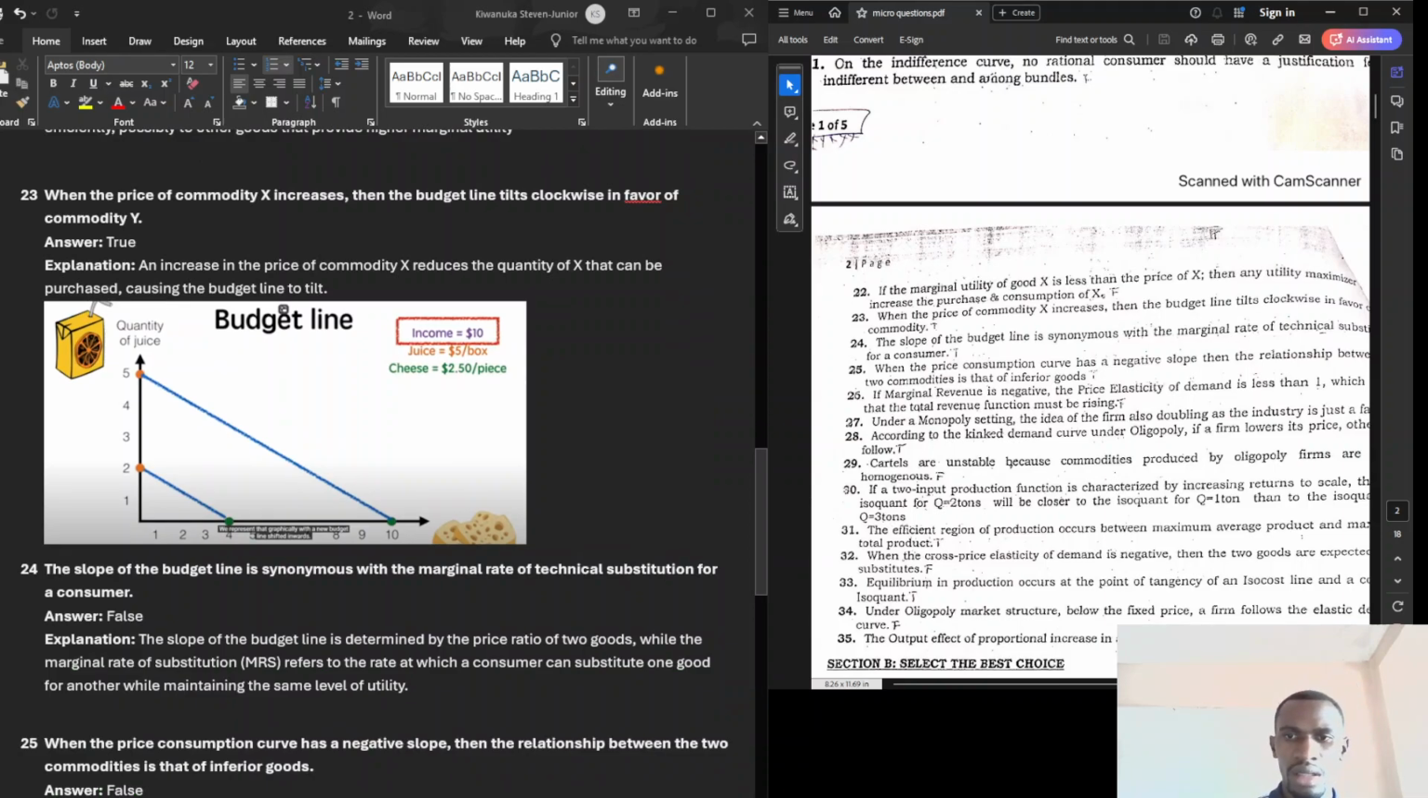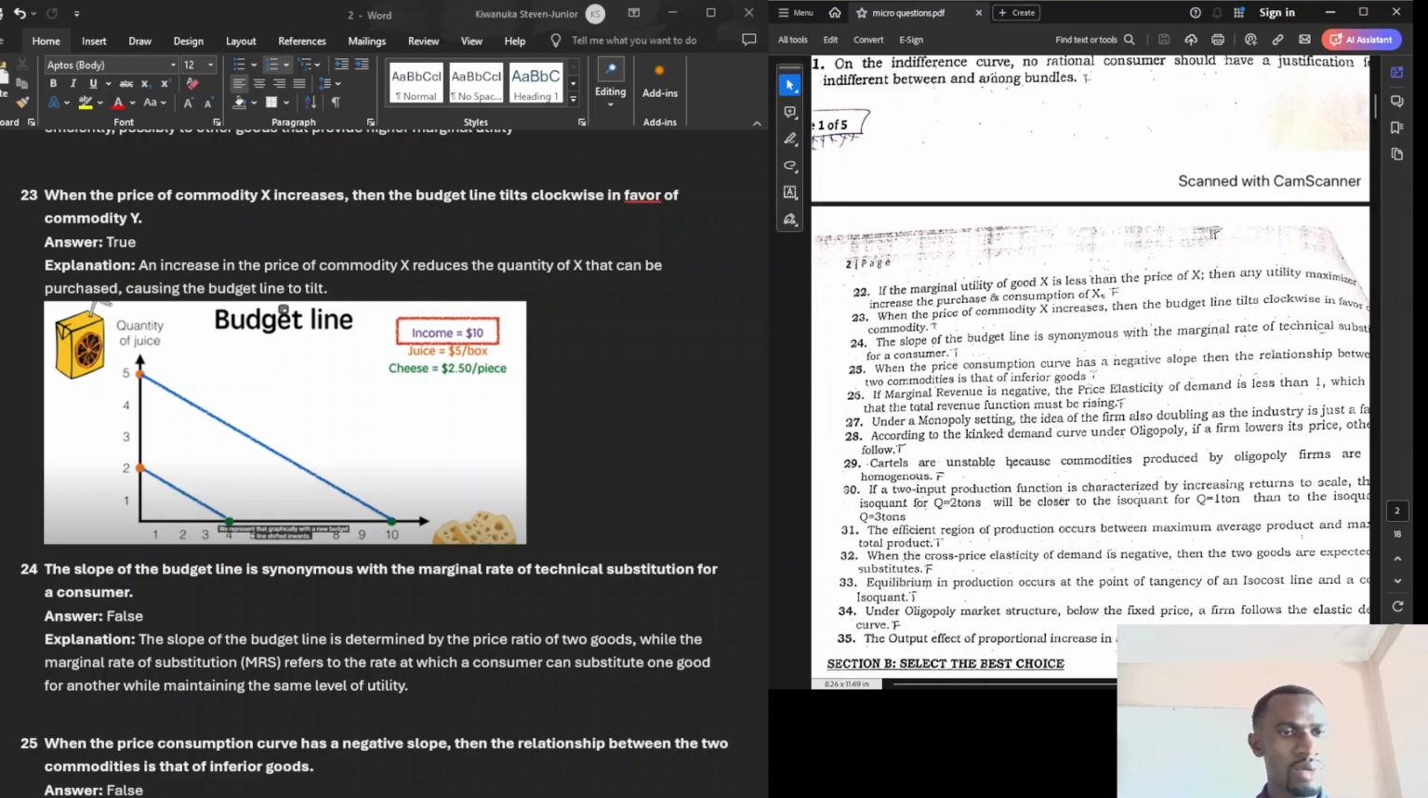24 says the slope of a budget line is synonymous with the marginal rate of technical substitution for a commodity, and we see that that is false. Why? Because the slope of the budget line is determined by the ratio of the prices of two goods, while the marginal rate of substitution refers to the rate at which the consumer can substitute one good for another while maintaining the same level of utility. So the slope of the budget line is not synonymous with the marginal rate of substitution.